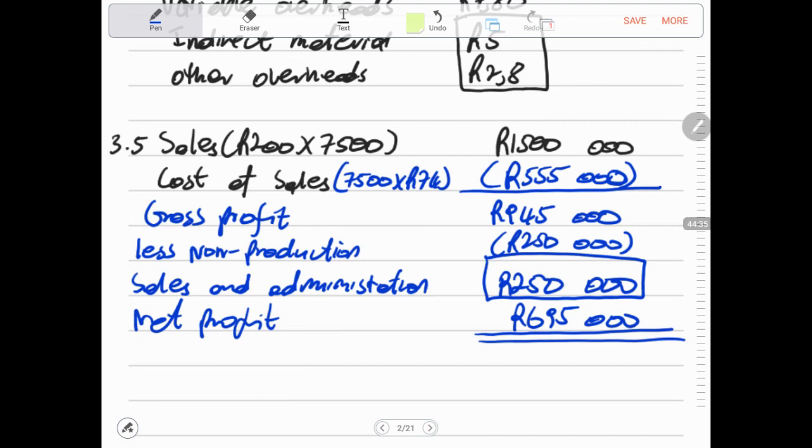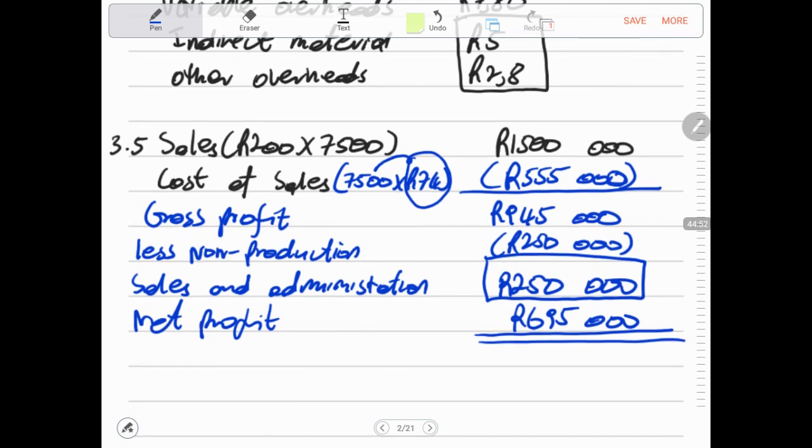So this will be how we calculate the cost of goods that were sold. It is very important to know that it is based on the cost per unit. Multiply that by the number of units that were sold. Then you're determining the cost of what was sold.